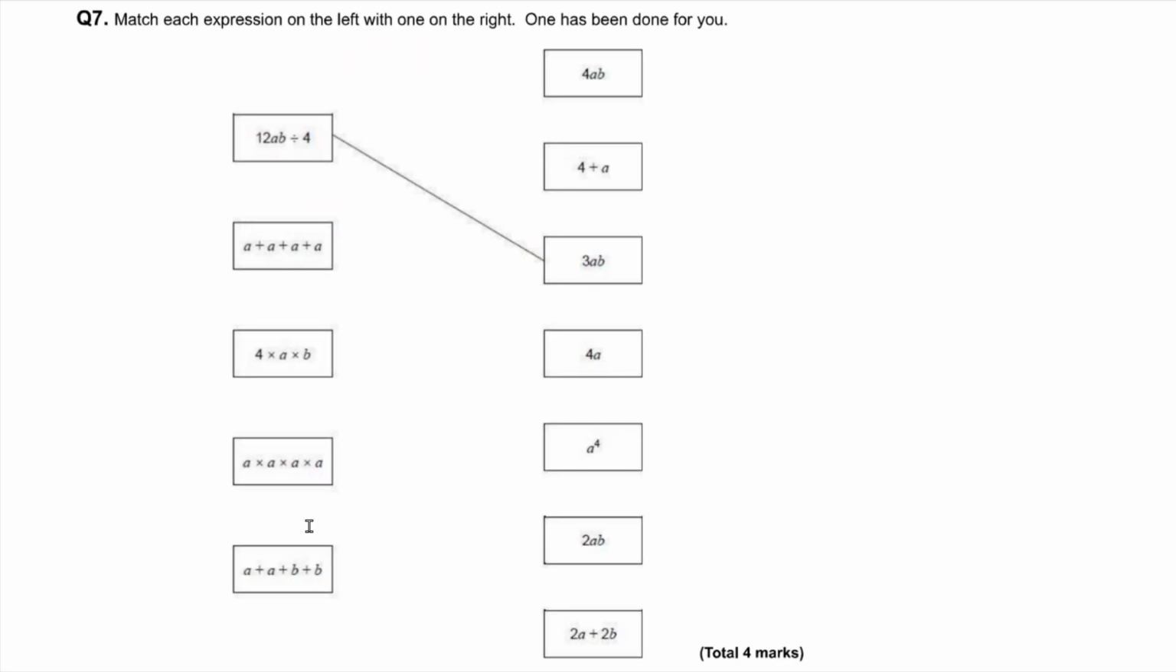Question 7, match each expression on the left with one on the right. One has been done for you. 12ab divided by 4. So like I was saying earlier, I've got a 12 and a 4, so I'm going to divide those. And I've got an a and a b, so they just stay as they are. So the 12 divided by 4 is going to give you the 3, and then we've just got the a and b that we had to start with. Okay, a plus a plus a plus a, that's 4a then, isn't it? 4a is when you've added them all together. So these are all like terms, so we can just add them all up. That's going to be 4a.